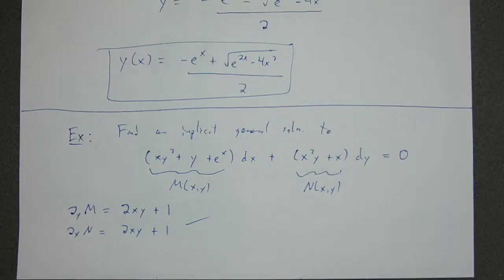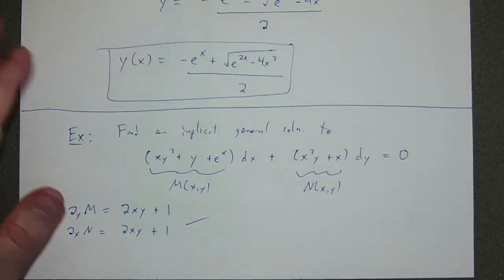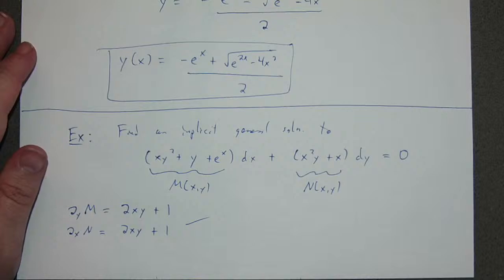Now, on these problems, even if I don't tell you to check exactness, you always have to check exactness. That's the first step every single time, because as we'll see, if it's not exact, there's something extra you have to do first that makes the problem significantly longer. So whether or not it's exact is extremely important, and you have to address that immediately.